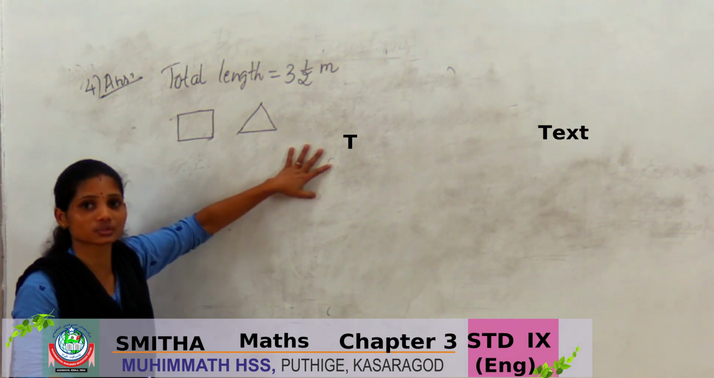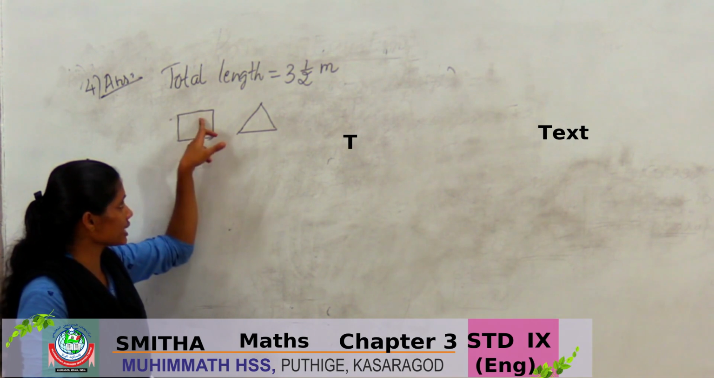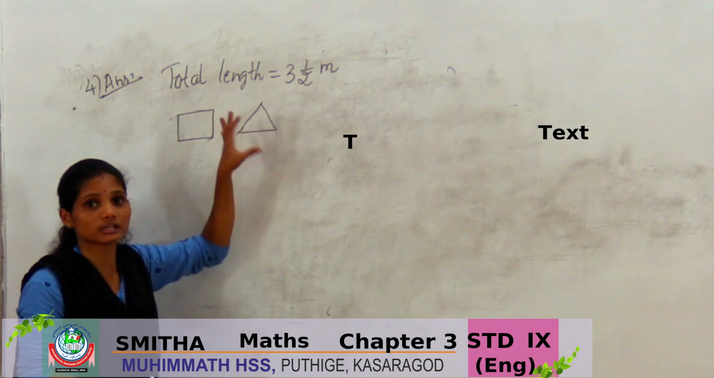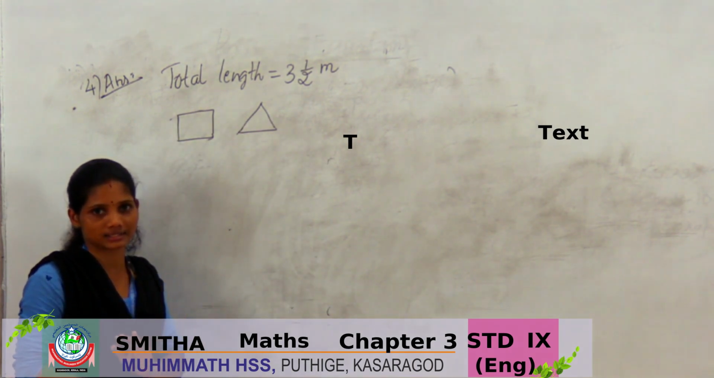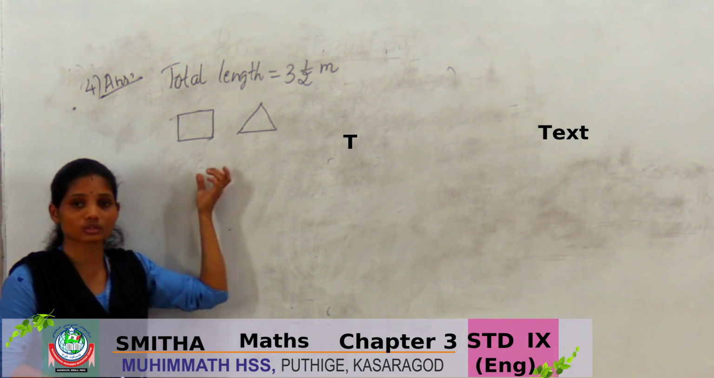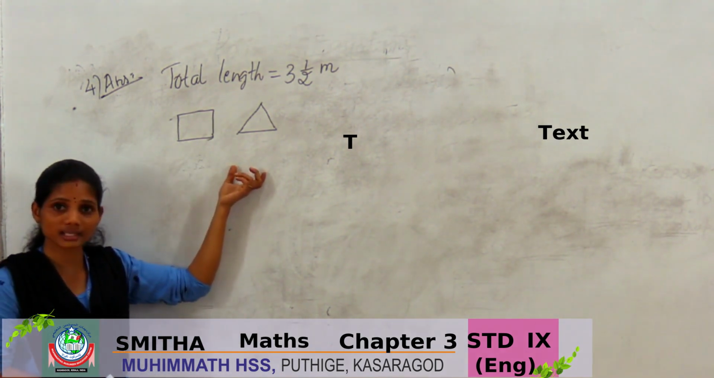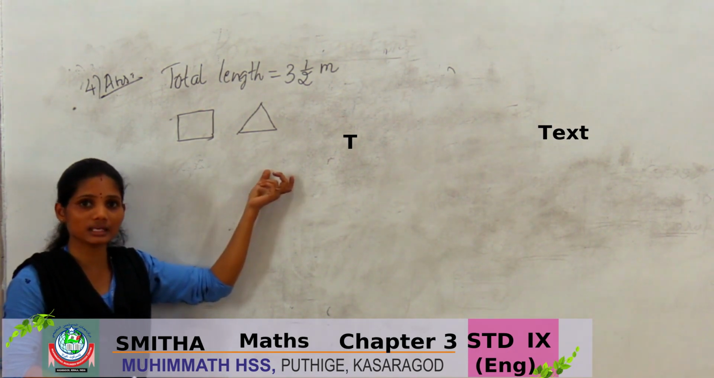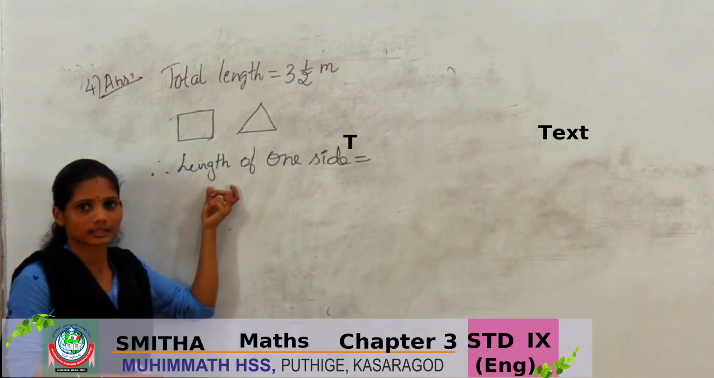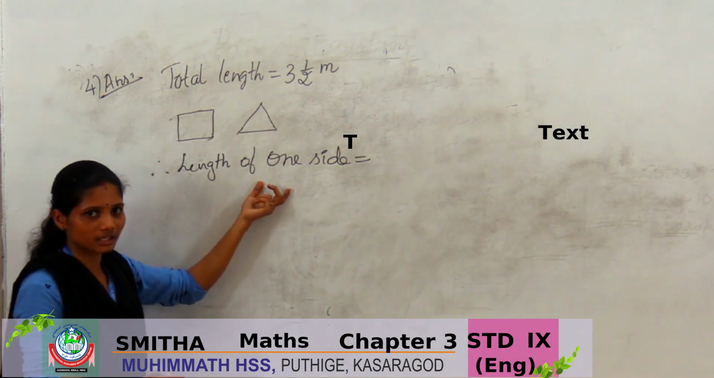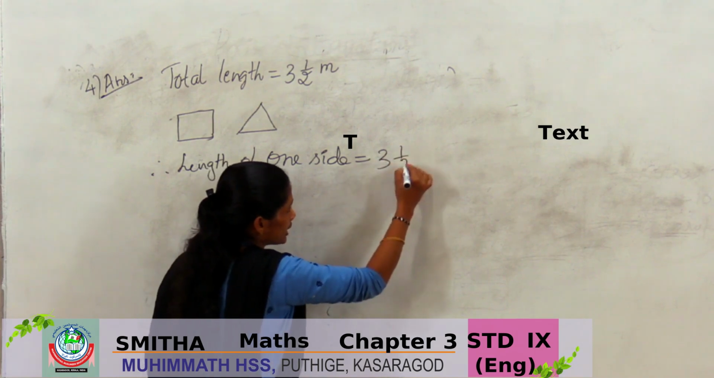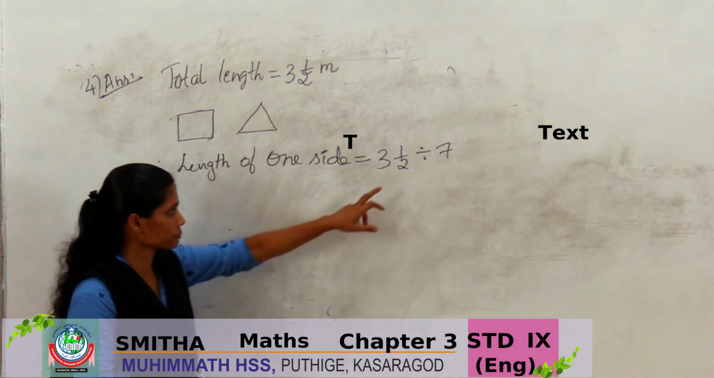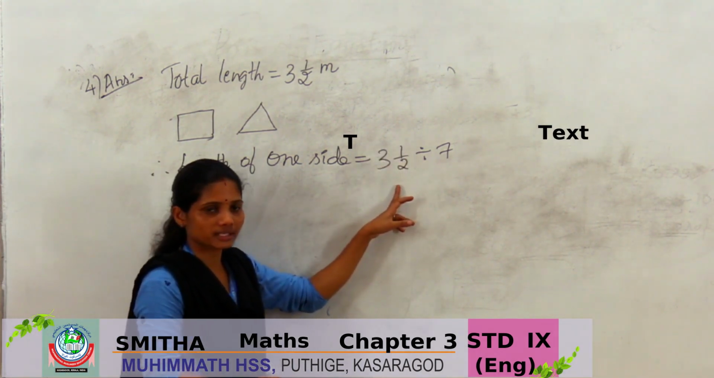How many sides are there together? The square has 4 sides. The triangle has 3 sides. 4 plus 3, a total of 7 sides should be equal in length. Therefore, the length of one side is equal to the total length divided by the number of sides, that is 3.5 divided by 7. Convert the decimal into an improper fraction.